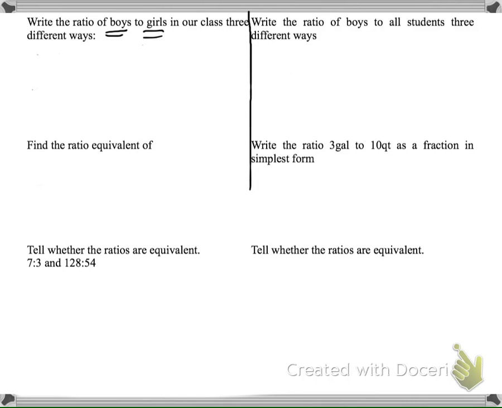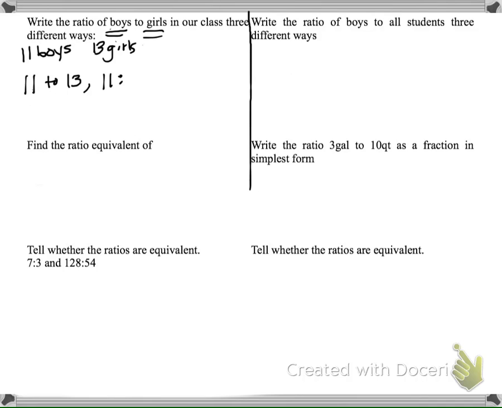Okay, I will do a couple of examples with you. The first one here says write the ratio of boys to girls in our class 3 different ways. So you're obviously probably watching this at home and we can't actually count. But let's say in class today that we had 11 boys and 13 girls. If we were to do this, I'm comparing boys to girls. So I'm going to keep the boys the first comparison and the girls the second comparison. So one way that I could write that is 11 to 13.